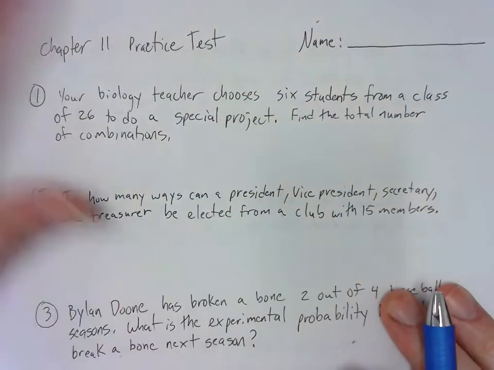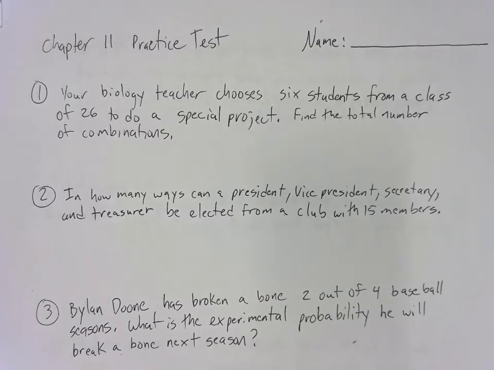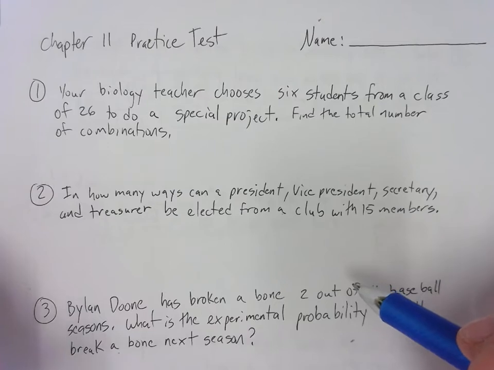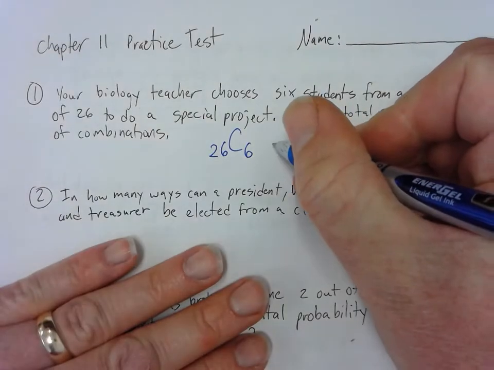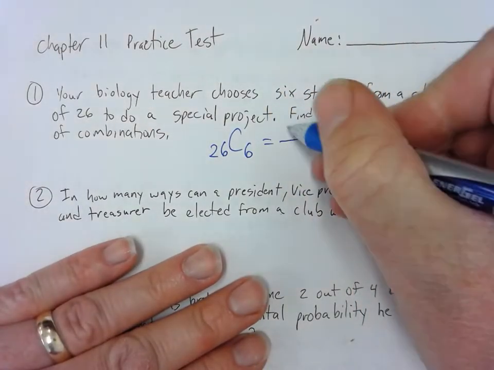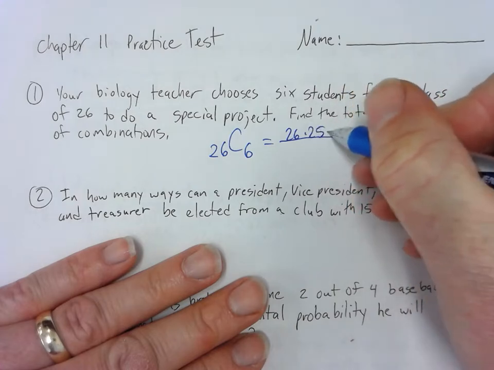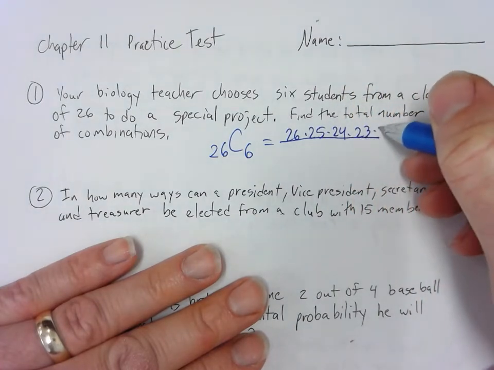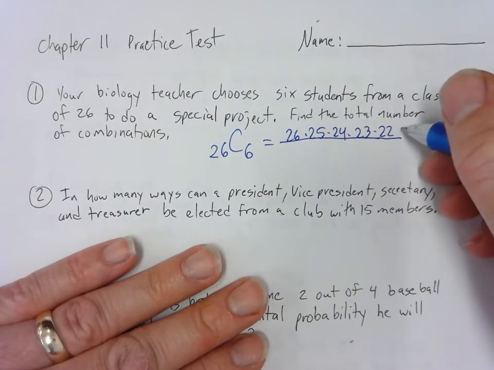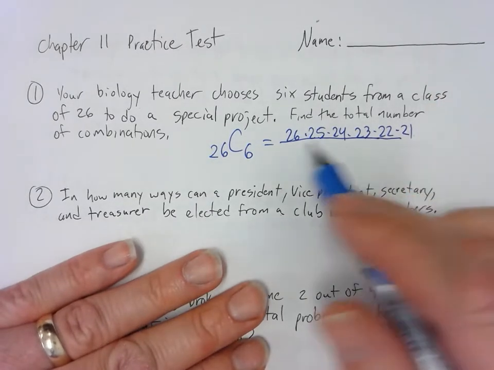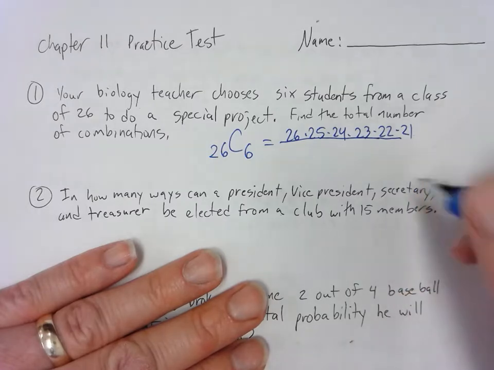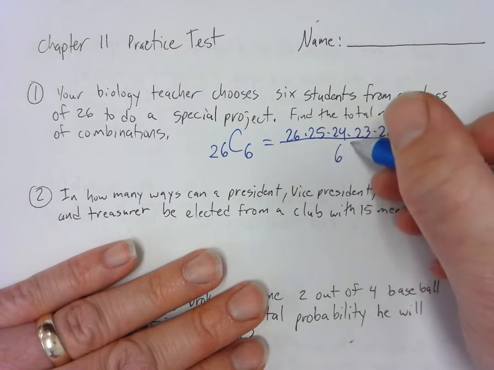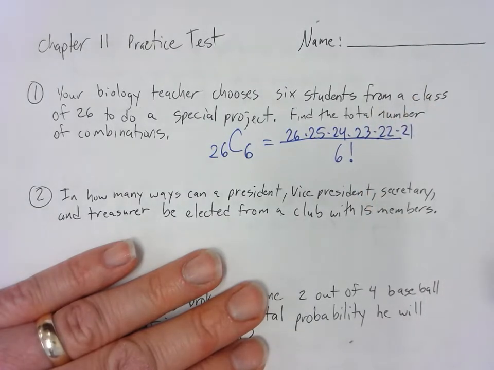All crazy stuff here. Problem 1, your biology teacher chooses 6 students from a class of 26 to do a special project. So there's no order here. Order does not matter, so it is 26C6. How many ways can you pick the first student? It would be 26, 25 for the second one, 24, 23, 22, and 21. That would be like a permutation, multiplying those together, but since order doesn't matter, you have to divide out all the arrangements of 6 different people. So that would be 6 factorial, or 6 times 5 times 4 times 3 times 2 times 1.